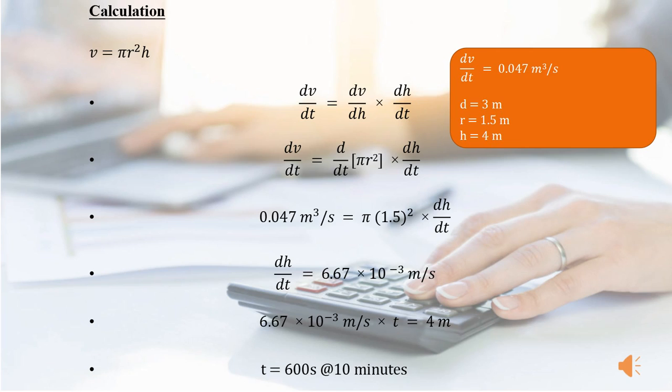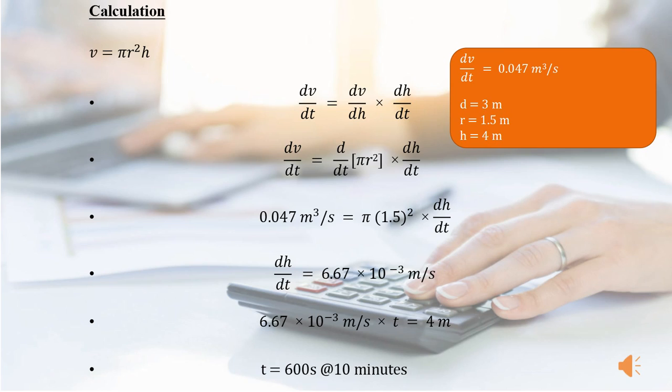Okay, for the calculation part, we got several data from the problem statement. The first one is the diameter of the pool is 3 meters and the radius of the pool is 1.5 meters. As we all know, the radius is half of the diameter, and the depth is 4 meters. We also got the water being filled into the pool at a constant rate of 0.047 meter cubed per second.